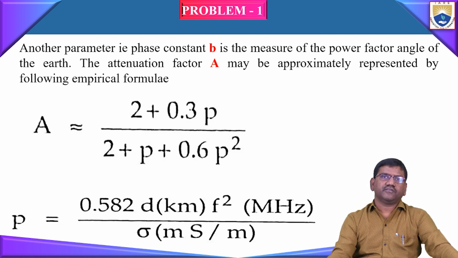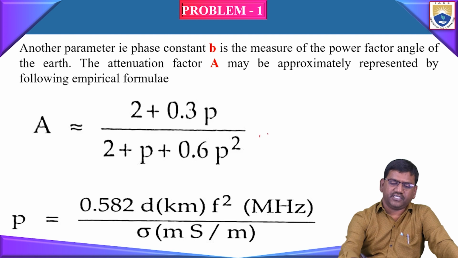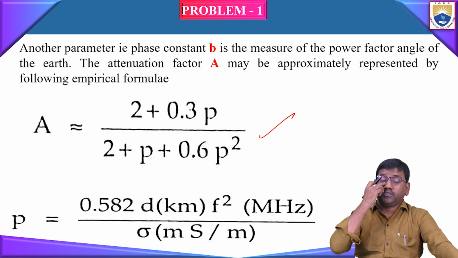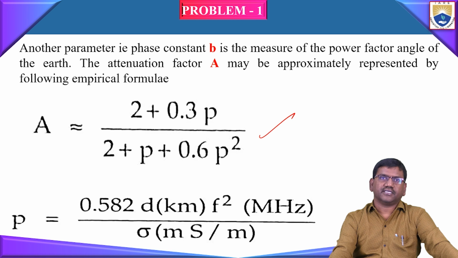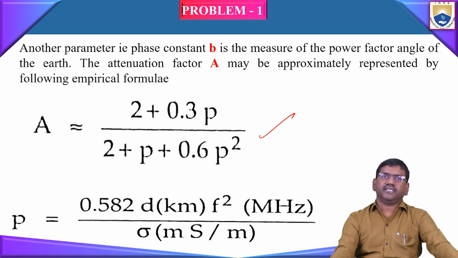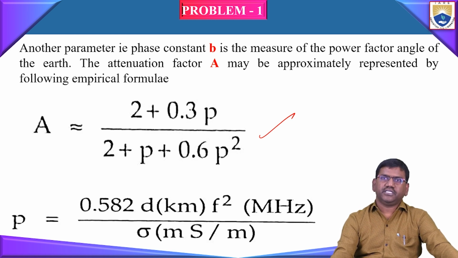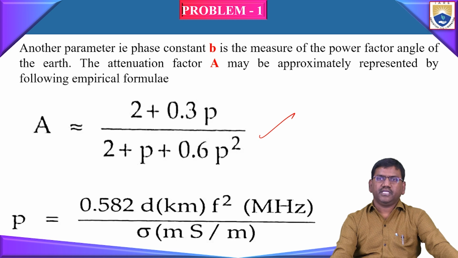How much the waves are attenuated is given by the expression A is equal to (2 + 0.3p) / (2 + p + 0.6p²). The amount of attenuation taken by the earth is given by the symbol capital A, equal to (2 + 0.3p) / (2 + p + 0.6p²). Here p is just an auxiliary variable, given by 0.582 times d times f squared by sigma milliseconds per meter.